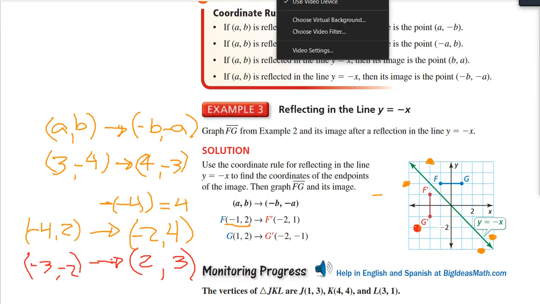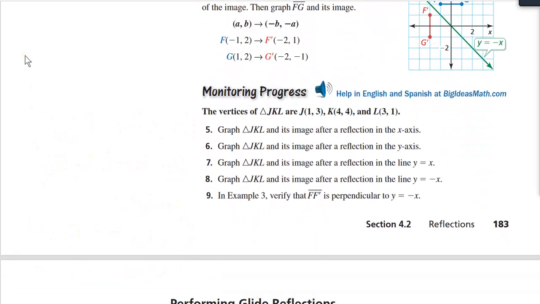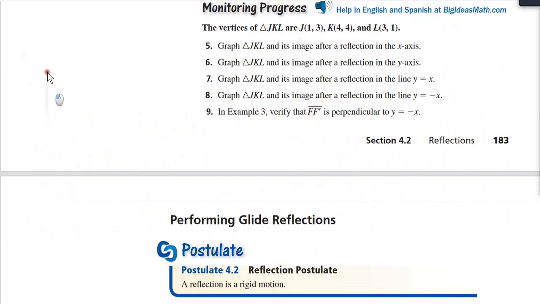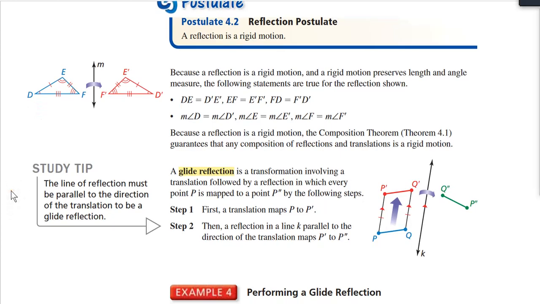All right, let me clear this. Let's look at another example. So, the reflection postulate. Postulates we don't prove, we just assume are true because they make sense to us. The reflection postulate says that reflection is a rigid motion. In other words, if you reflect, all the angles stay the same and all the lengths of the sides stay the same. It's rigid. It doesn't get distorted or bent in any way.